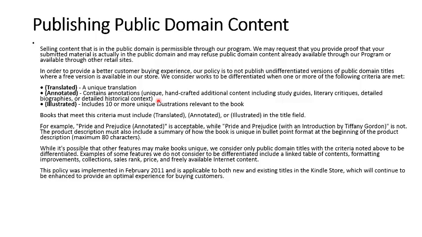So what you want to do is publish it as your own work, because Amazon only pays 35% total for anything that's a public domain work that you publish. And then the third way to differentiate your book is to include 10 or more unique illustrations related to the book. It says books that meet this criteria must include translated, annotated, or illustrated in the title field.